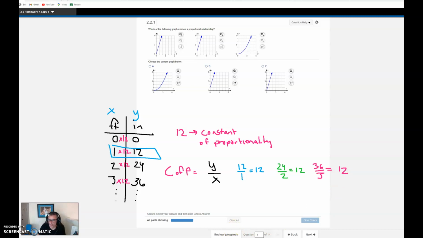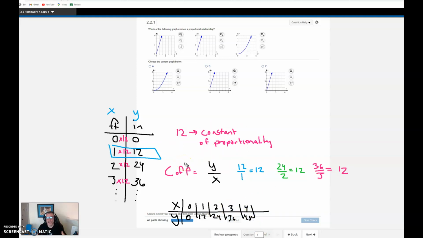And then the last thing is, remember, if we have a table that is arranged horizontally, like so, then our x's are always on top and our y's are always on the bottom. So in this case, what would that look like? Well, I'd have 0, 0. I'd have 1 foot, 12 inches here. I'd have 2 feet, 24 inches here, 3, 36, 4, 48, and so on. Okay? But all of this still applies.